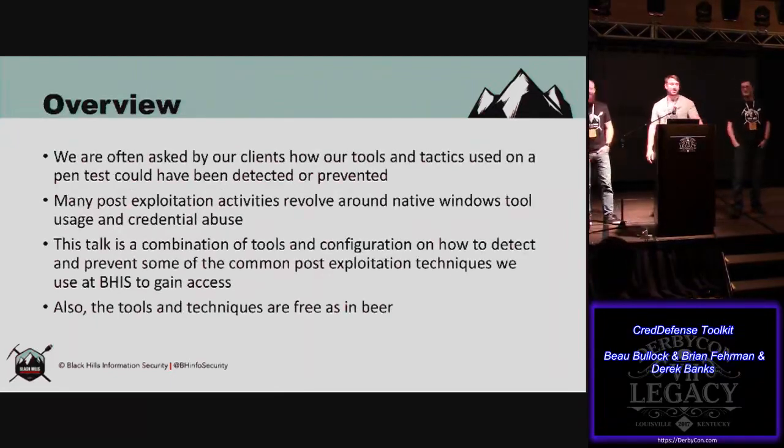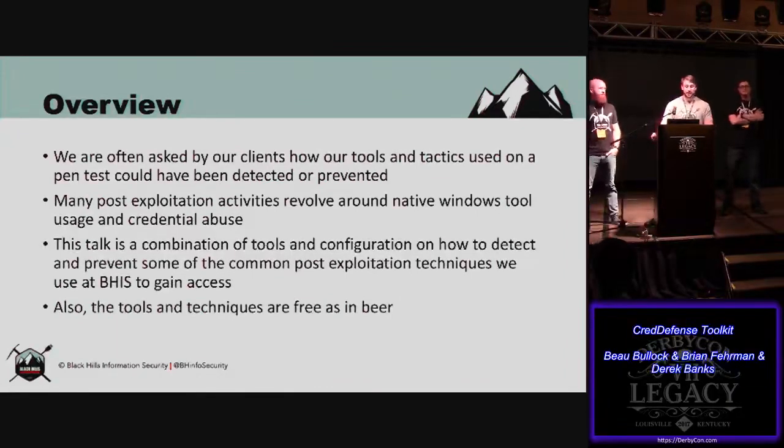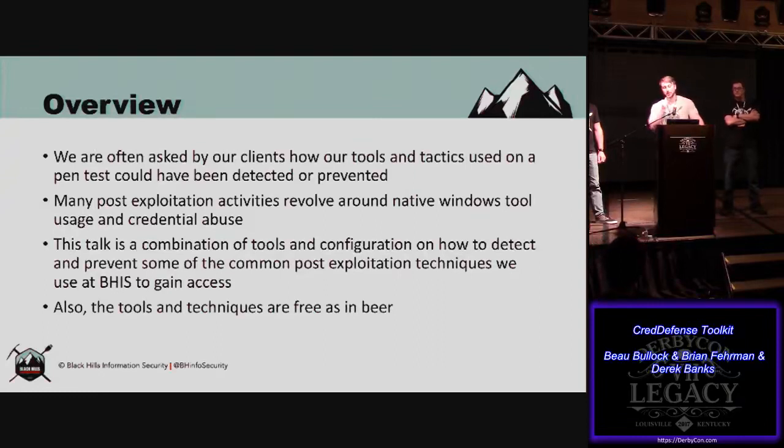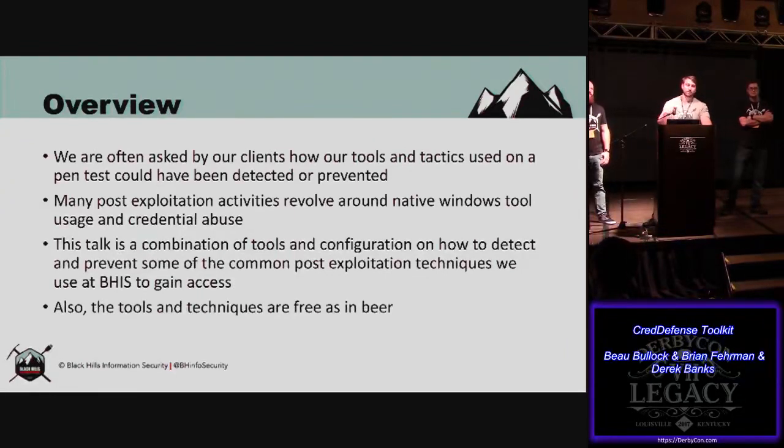So a lot of times with pen tests, our clients are asking us, we saw what you guys did, we saw some of the tools you guys use, but what can we do to help prevent this? How can we make your job harder? A lot of our post-exploitation activities, once we run a network, revolve around using built-in tools within the Windows environment, and really what we're focused on, we like to call credential abuse. One way or another, we're trying to get a hold of credentials, escalate our privileges, and move throughout an environment, and a lot of that revolves around getting credentials, with different ways to do that.